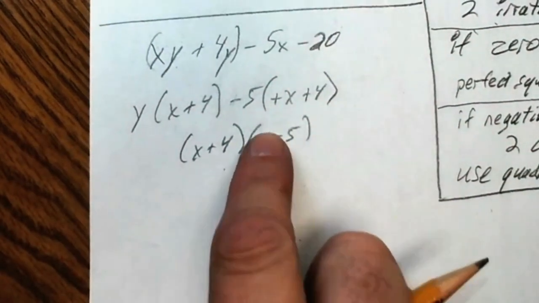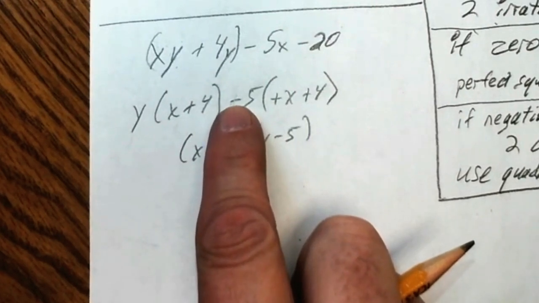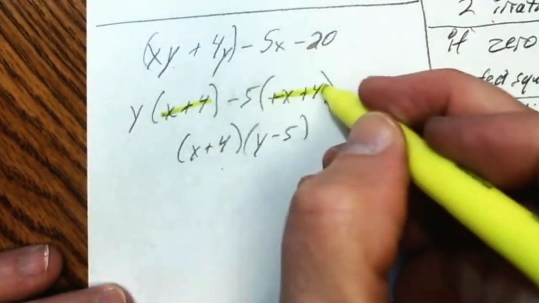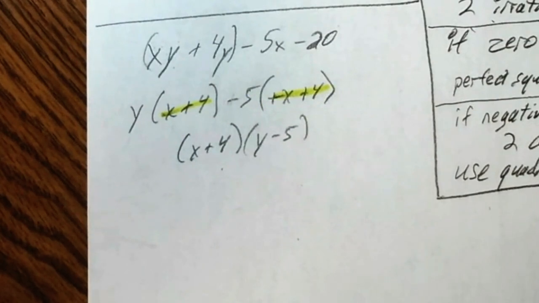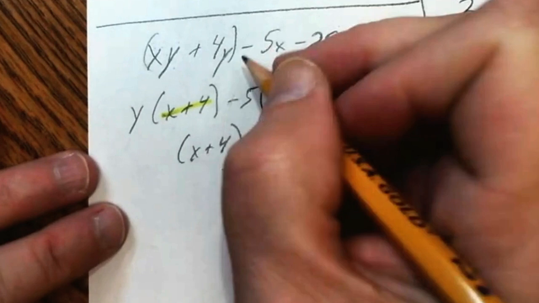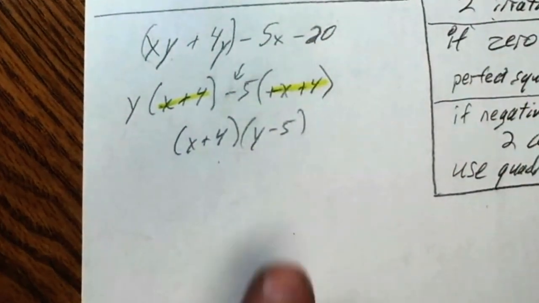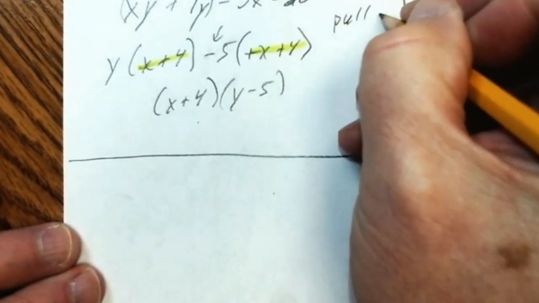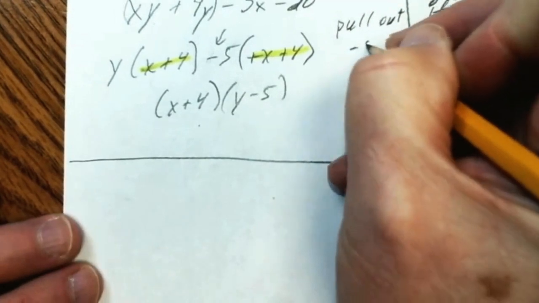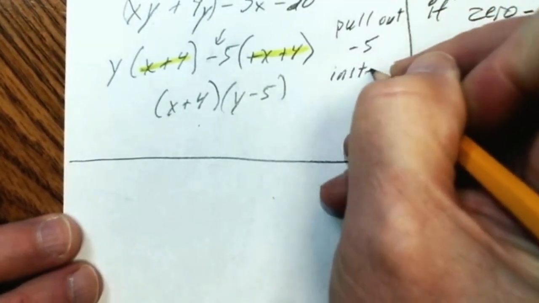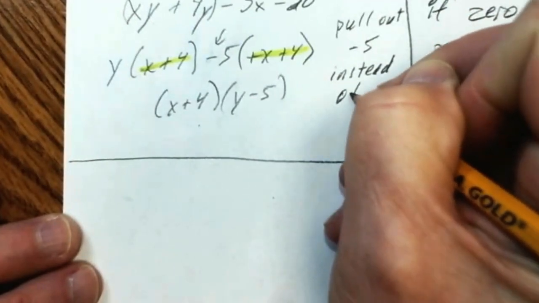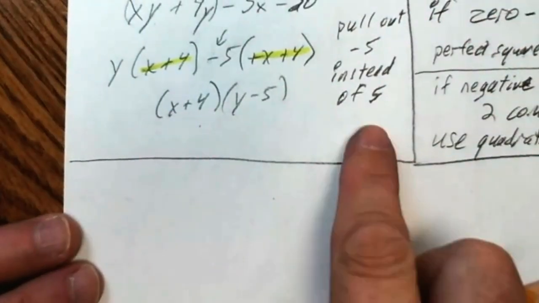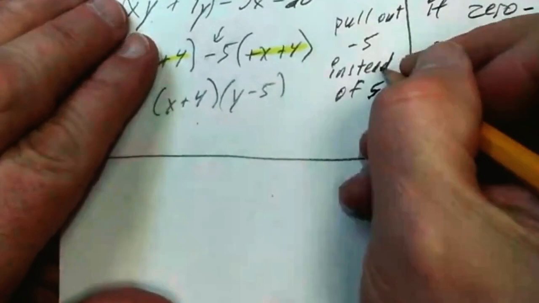So that's something to watch for. Sometimes you need to pull the negative value out so that you can get the same terms, because you need to have the same binomial on both of them. So pay attention to what sign you need to pull out to make that happen. Pull out negative 5 instead of 5. That's the main point there.